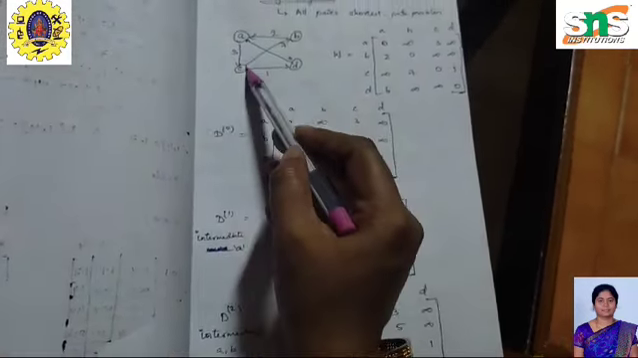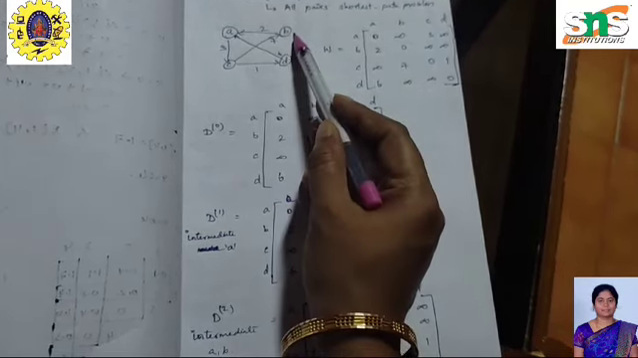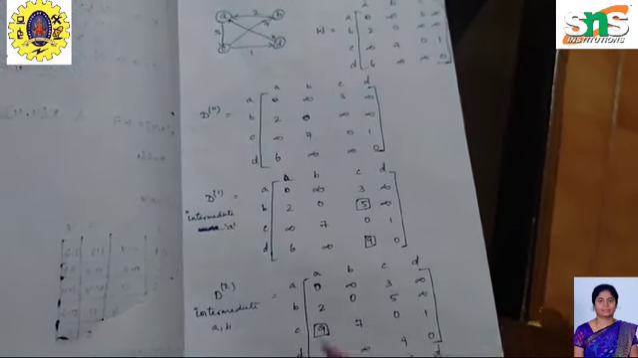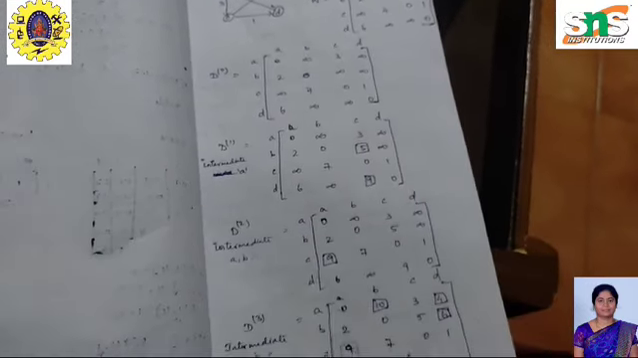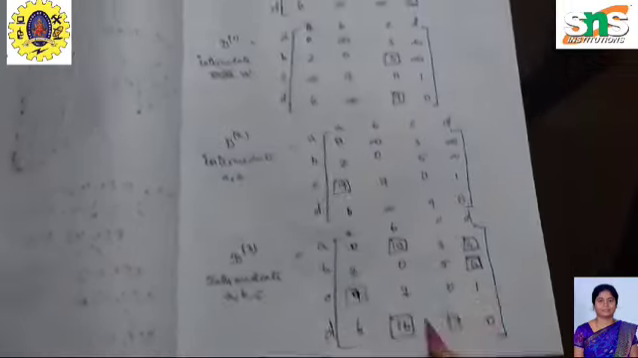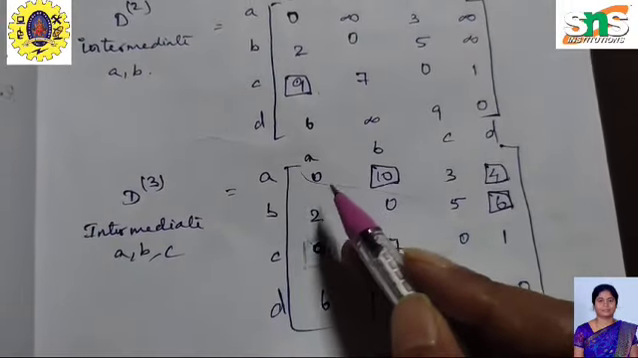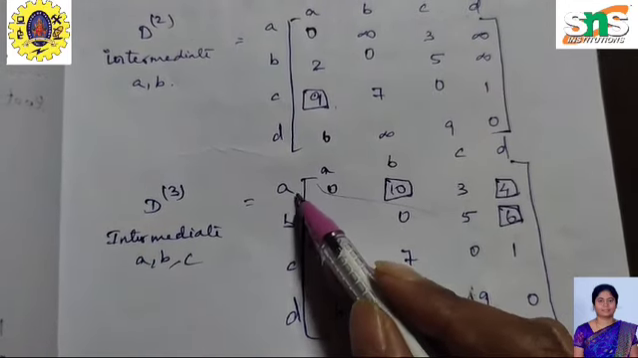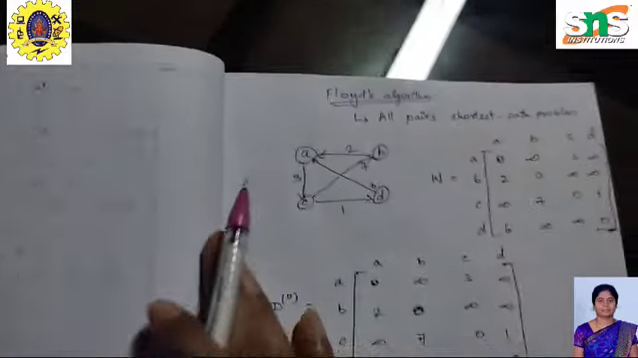So we have A and B, right? From C it can move to B and it can move to A. So it is 2 plus 7, it is 9. The remaining values are all the same as the previous step. And for the intermediate node C, all the diagonals are 0. All 3 nodes A, B, C are intermediate nodes that are opened. So here we have A to B.